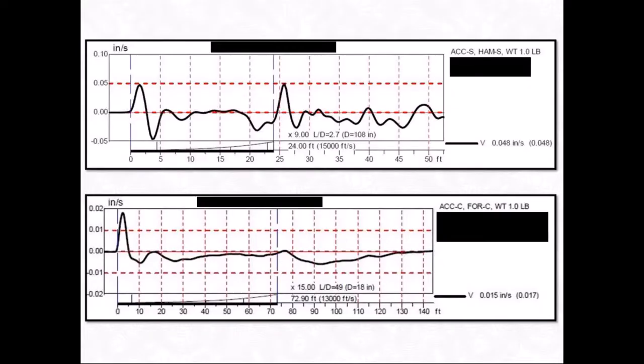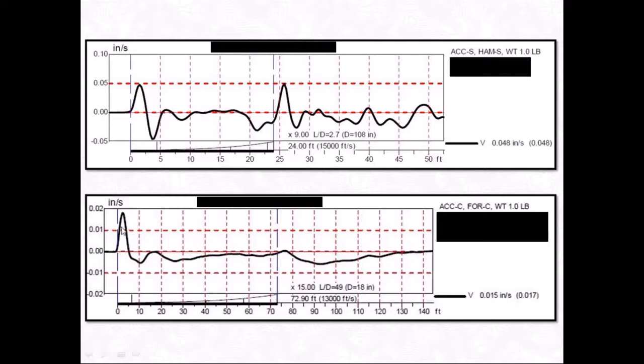Just to go through some examples, here's the impact force at the top. It's nice and smooth through the length of the pile. And then here's the reflection where we would expect to see the toe based on the wave speed of the material. So this is an example of what good data looks like.